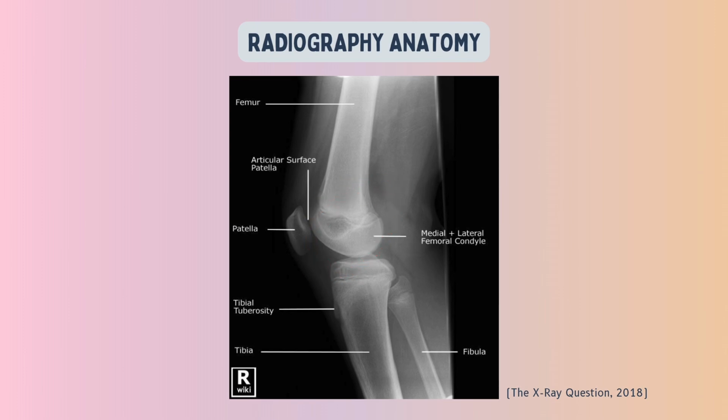Moving on, we have the patella. It is the triangular bone located in front of the femur. In a true lateral knee projection, patella should lie over the femoral condyles, with its articular surface facing them. Next, we have the tibia. It is the shin bone located below the femur. It supports the femur and forms the lower part of the knee joint. And the flat upper surface of the tibia is called the tibia plateau.